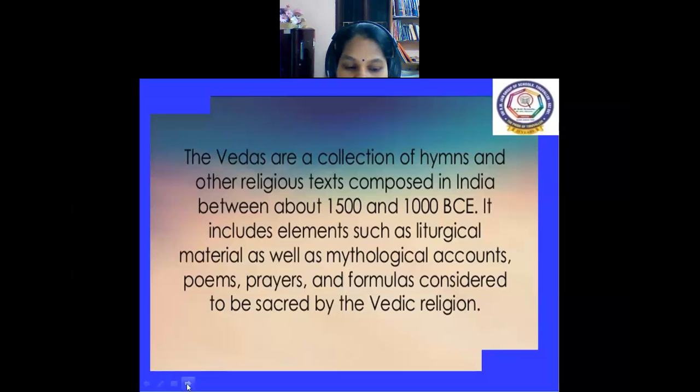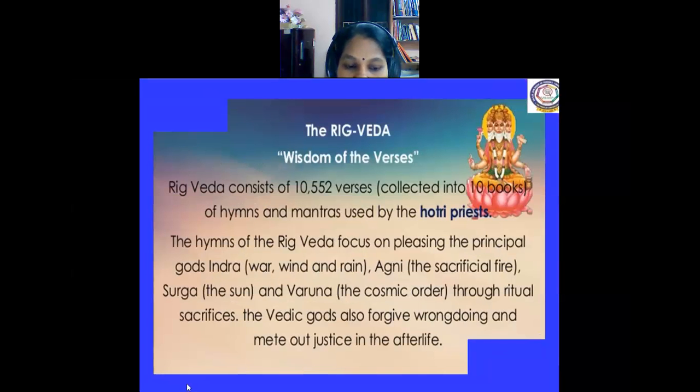Next, about the Rig Veda. Rig Veda consists of 10,552 verses. Verses means maybe it will be in 2 lines or 3 lines or 4 lines. Collected into 10 books. This 10,552 verses is in 10 books of hymns and mantras used by the Hotri priests.